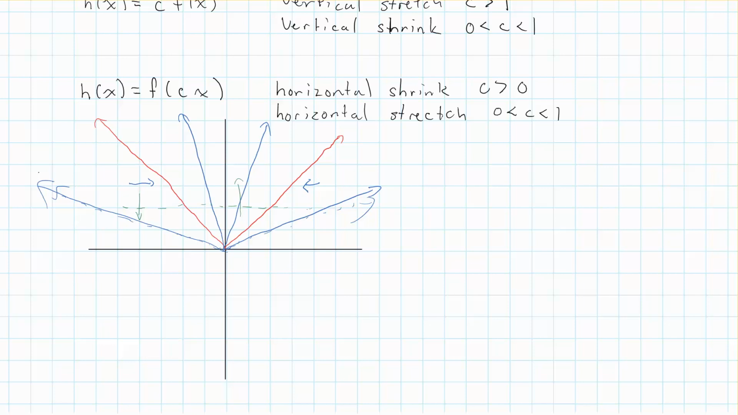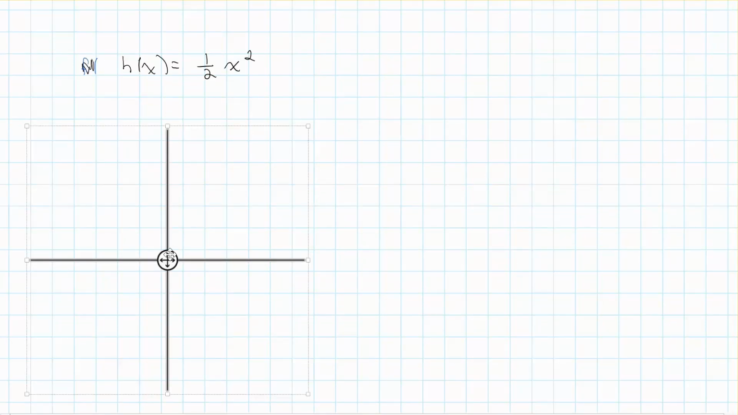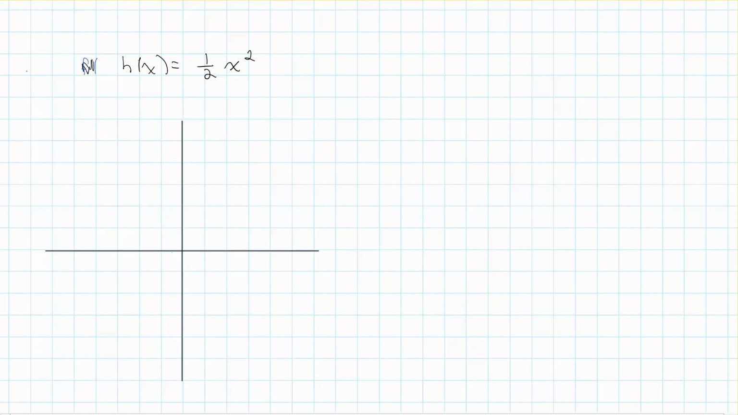So let's look at one or two quick examples here. I think we might only do one example because the non-rigid transformations are a little bit more just kind of equation plug and chugging. So let's look at h at x equals 1/2 x squared. And just like we did on all these before, we're going to want to sketch the parent function and then sketch the transformations that applied.